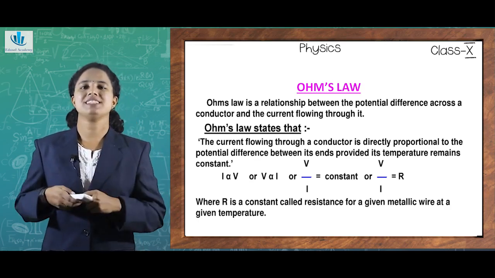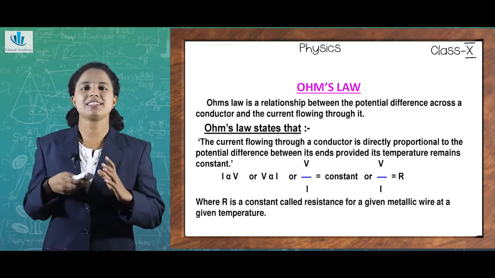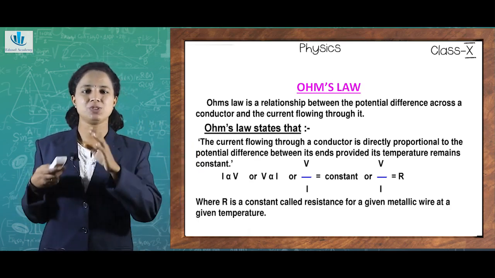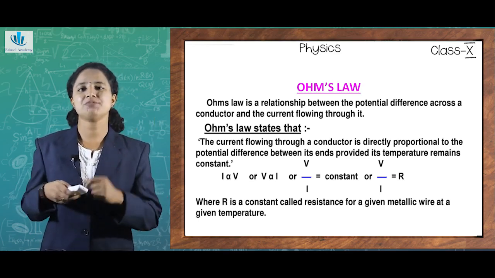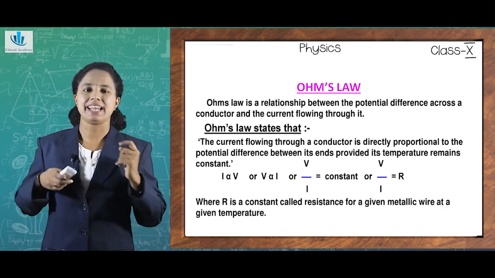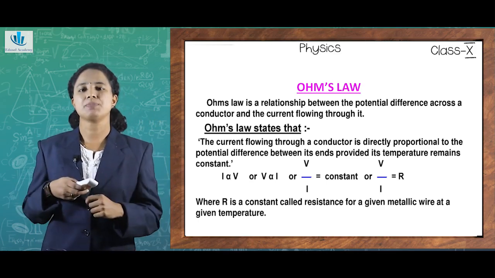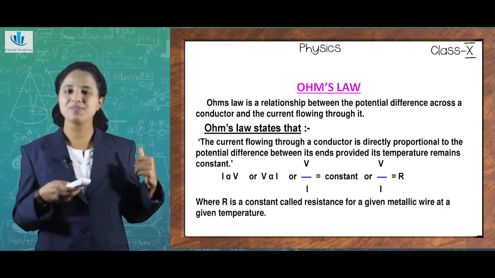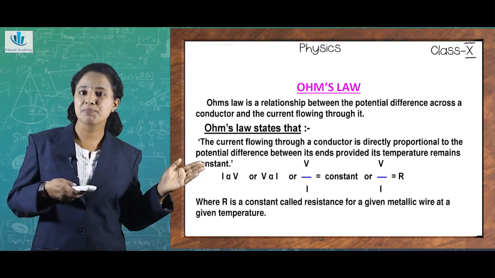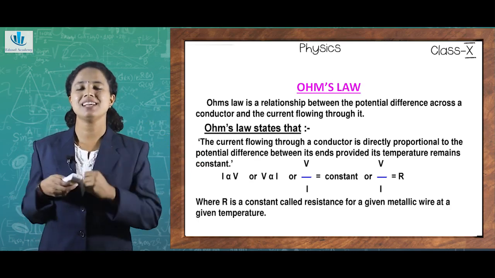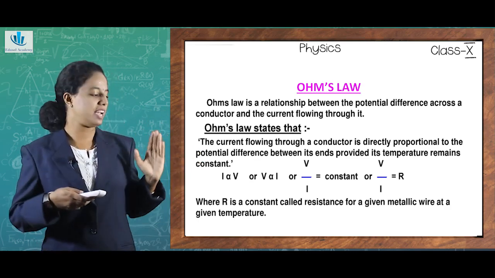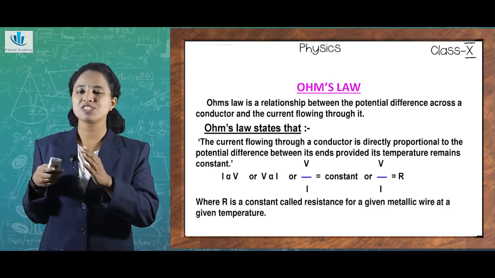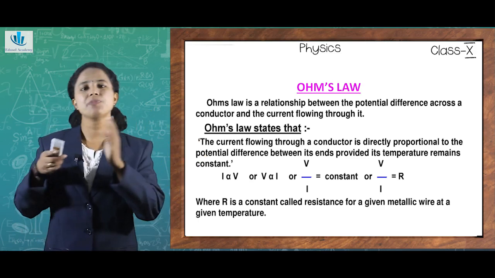Ohm's law states that the current flowing through a conductor is directly proportional to the potential difference between the 2 ends, and there is a condition for this law to be applicable. That is, provided the temperature remains constant. So I proportional to V. If I changes, correspondingly the V also changes. So I proportional to V, or V proportional to I.